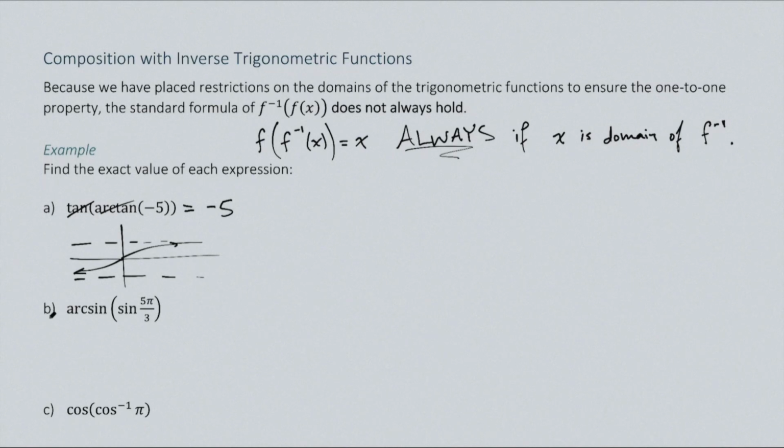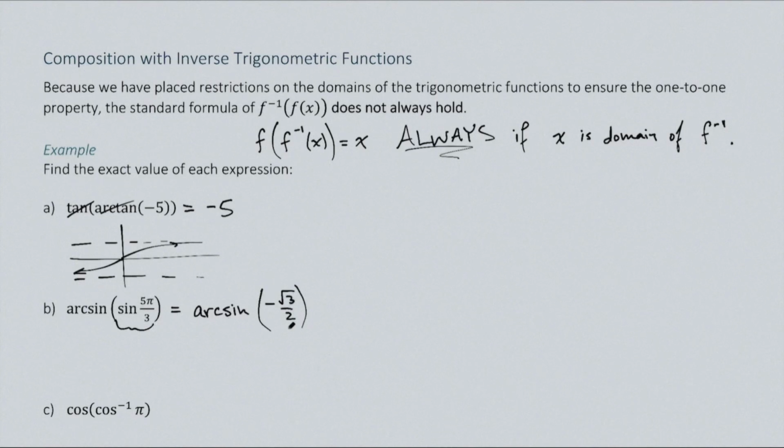Okay, let's look at part B here. Here it's flipped around. I've got the arc sine of the sine of 5 pi over 3. So this is like the first one, and that's not always equal to x. So we have to do some work, and all we do is work our way from the inside out. We start by doing the inside: what's the sine of 5 pi over 3? Based on our knowledge of the unit circle, sine of 5 pi over 3 is -√3 over 2.